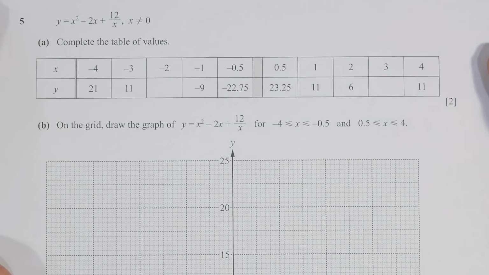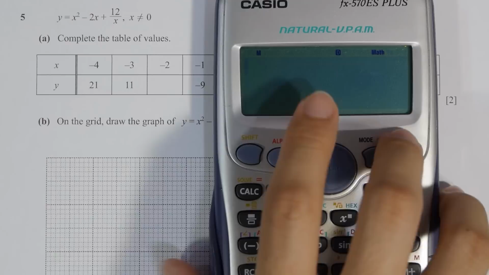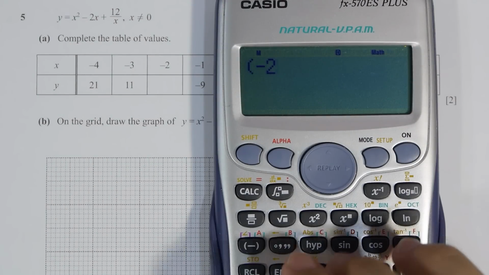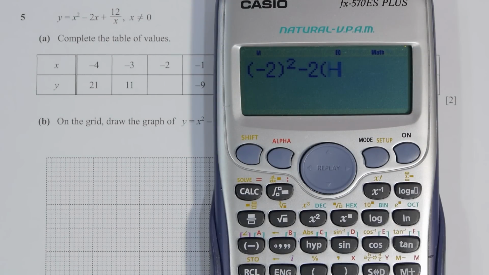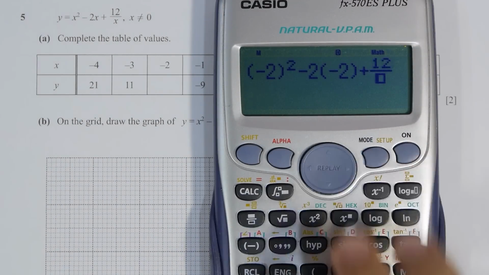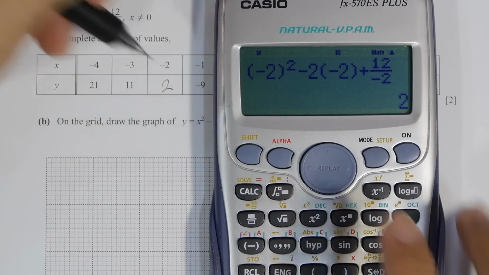Question 5, pretty straightforward. Simply substitute the values of -2 and 3 into the equation given. By doing so, you'll be able to construct the line here.